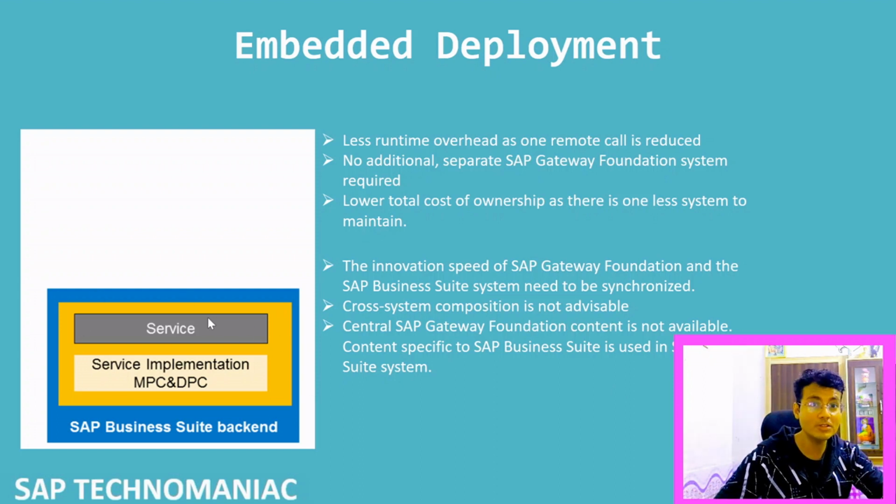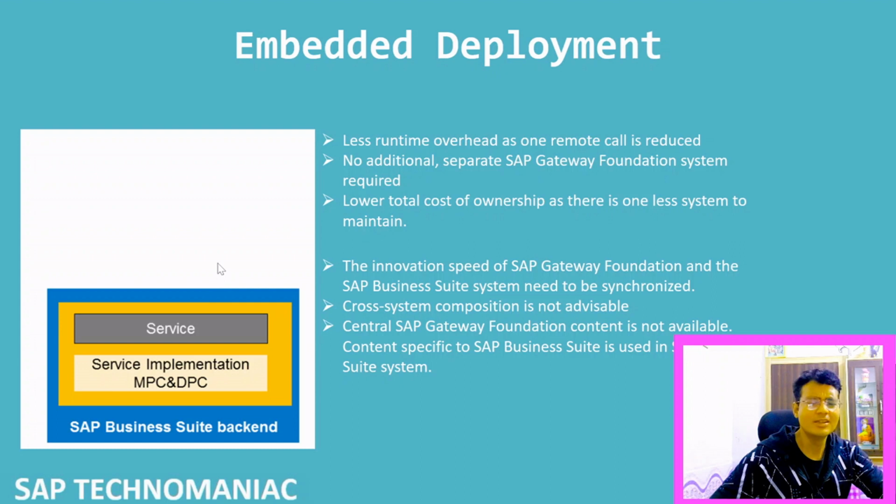What I mean by cross system is, if you are doing the service implementation here itself, it will be in your ECC system. You have to deploy your service here, and in another system you also have to deploy their service. We don't have this. We can't get the data from multiple systems, merge it and display it to the front end. So we have separate systems over there. So cross system composition is not possible, we can't combine the data. And central SAP Gateway Foundation content is not available, and content specific to SAP Business Suite is used only in SAP Business Suite systems.